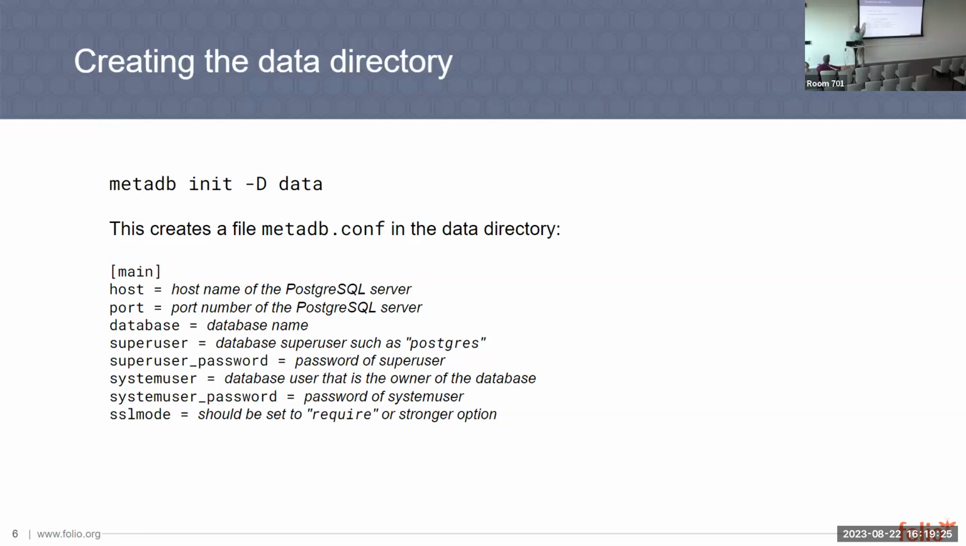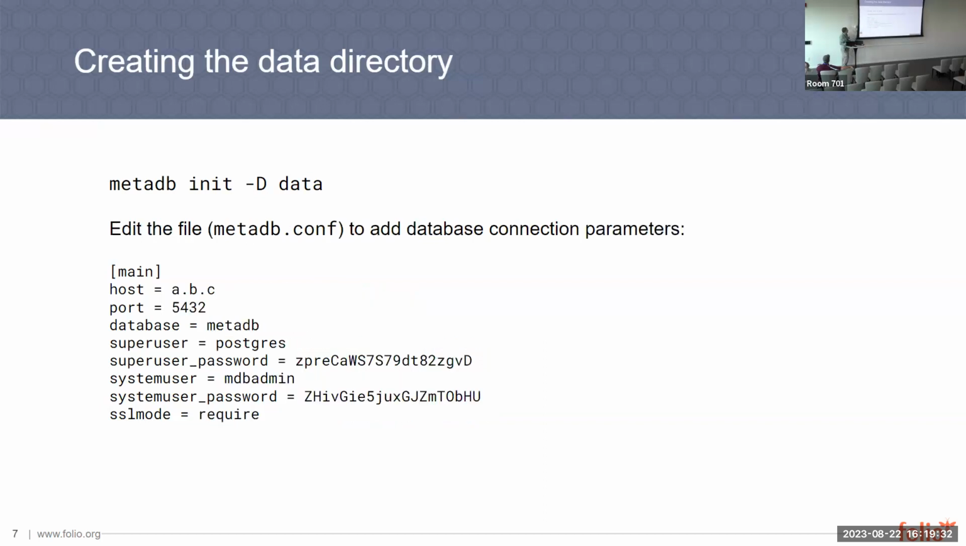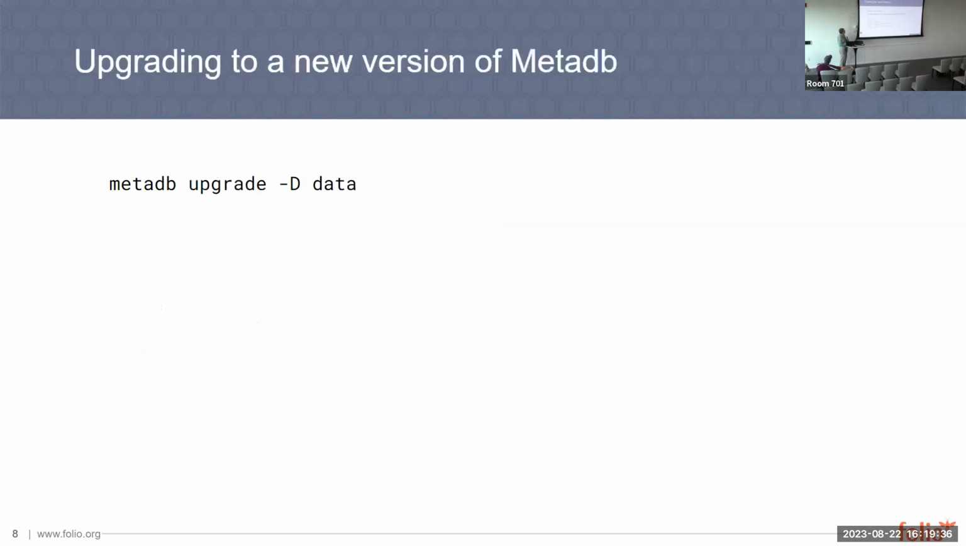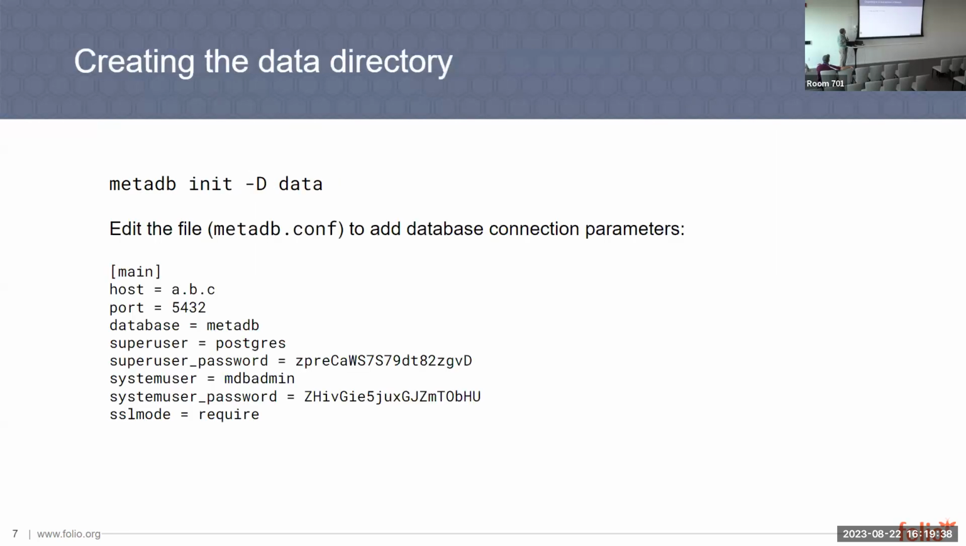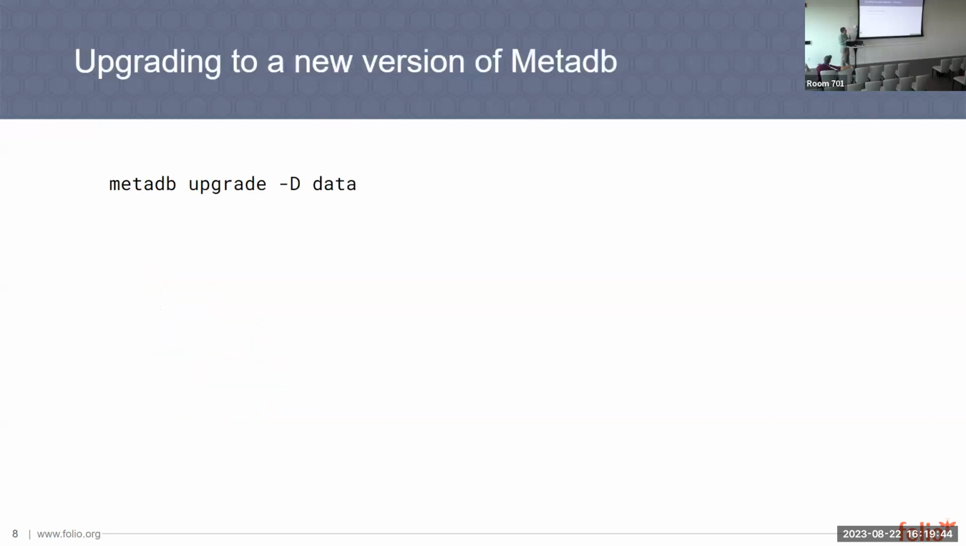So it creates a file called metadb.conf, and those are basically the database connection parameters. So you fill them in. And once you've done that, if this isn't the first time you're setting it up and you're upgrading MetaDB, you run this command and it will make any schema changes that are needed for the upgrade.